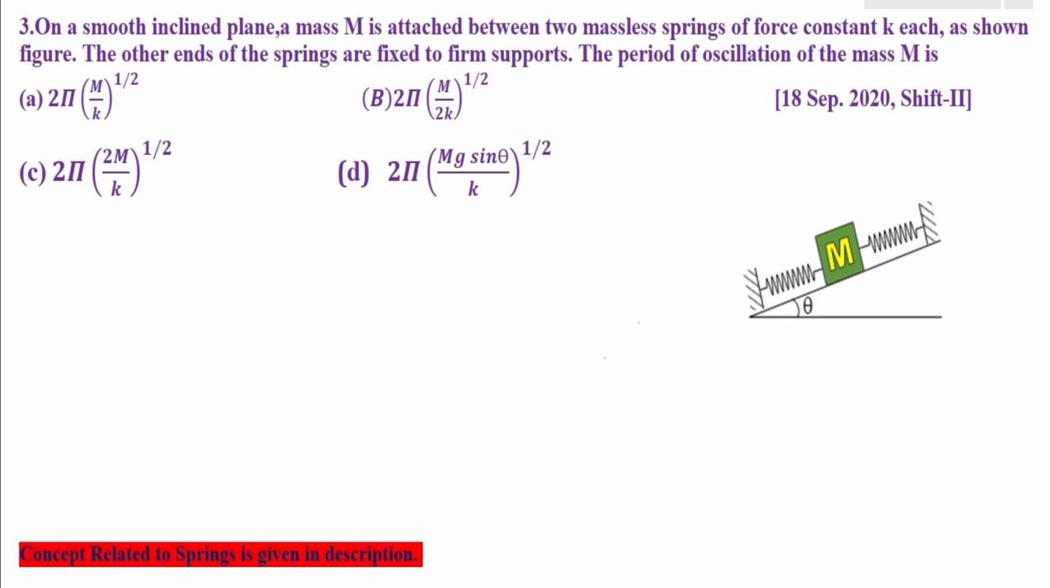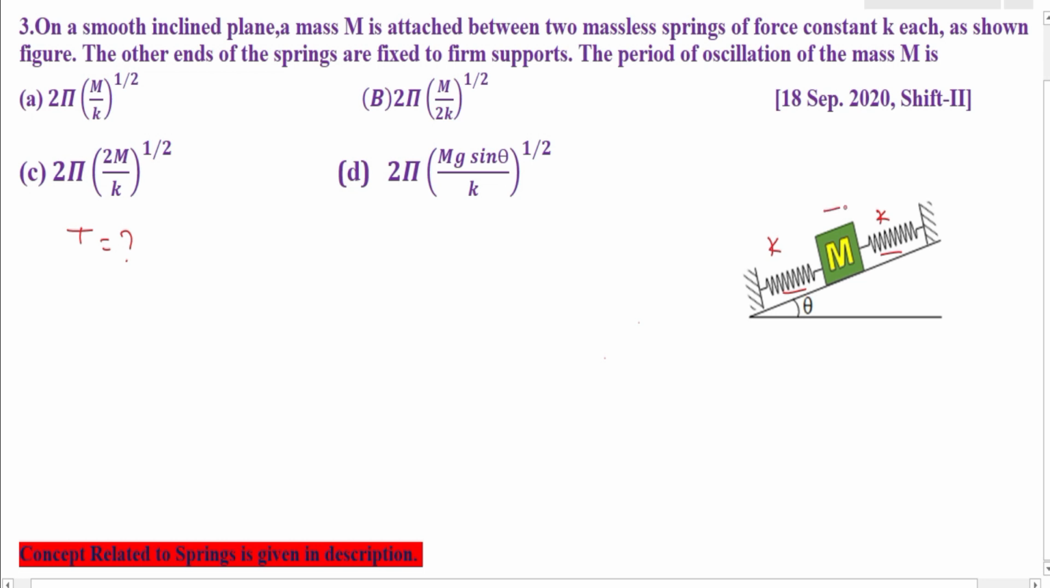Now what we have to do? See, now let us see. What did he give? He gave that these are the two springs whose spring constants are k. Then what did he give? Now this system is oscillated. When this system is oscillated, he asked us to calculate the time period. Time period is equal to how much?